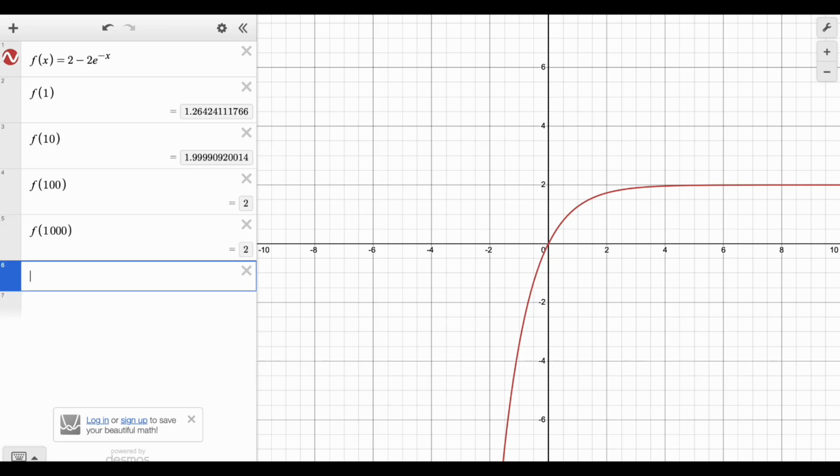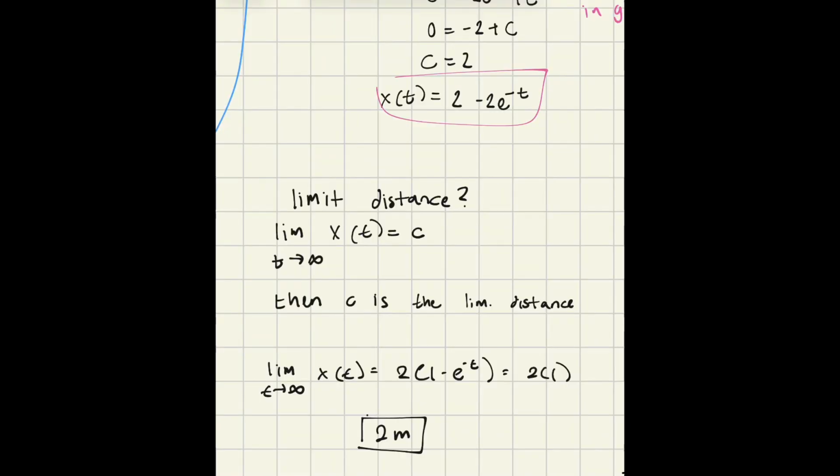But yeah, it looks like they're all approaching 2, right? So now let's try to mathematically find them, because we know that f of 100 and f of 1000, yes, it might seem like they're all 2, but we know that they're not the exact same value, right? So let's try to find them mathematically.